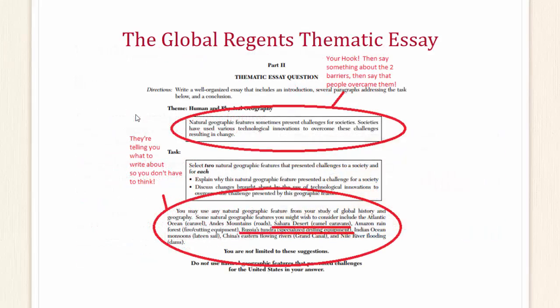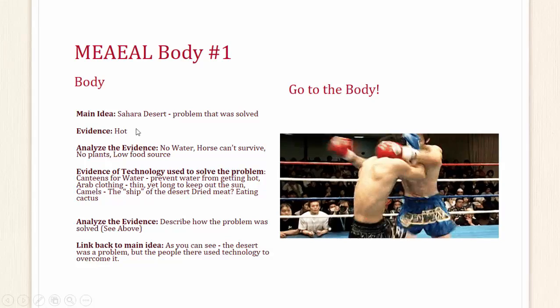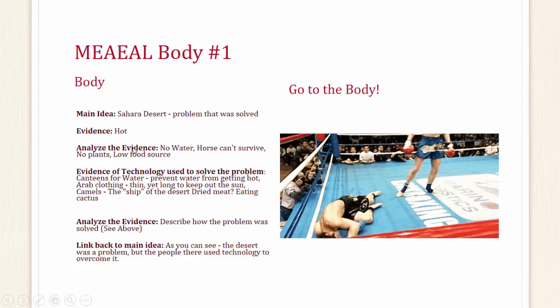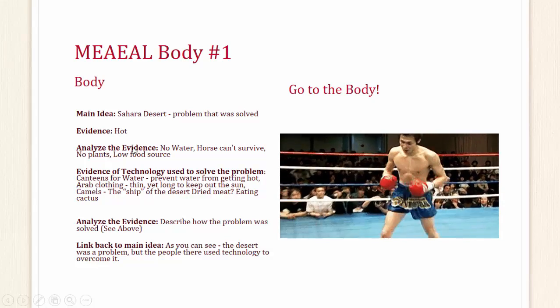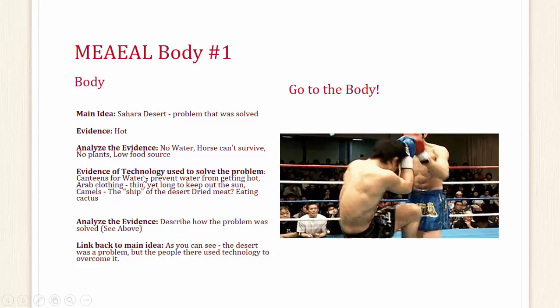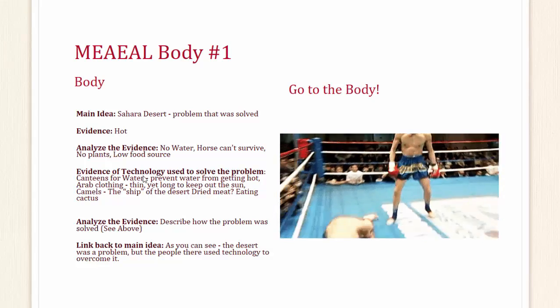Let me go back to it. Look, it's right here, Sahara Desert, Russia's tundra. I said what I'm going to write about. Now I'm outlining it. Sahara Desert, what's the problem? It's hot. Duh. How do I explain the heat? Well, there's no water. Horses can't survive in the heat. There's no plants, and there's a low food source. Now, what's the second part of the paragraph? Explain how technology was used to solve the problem.